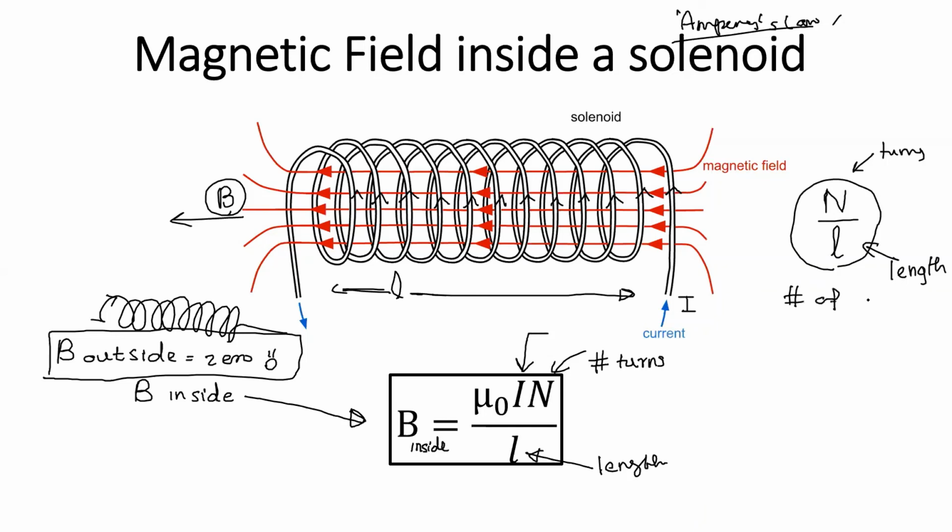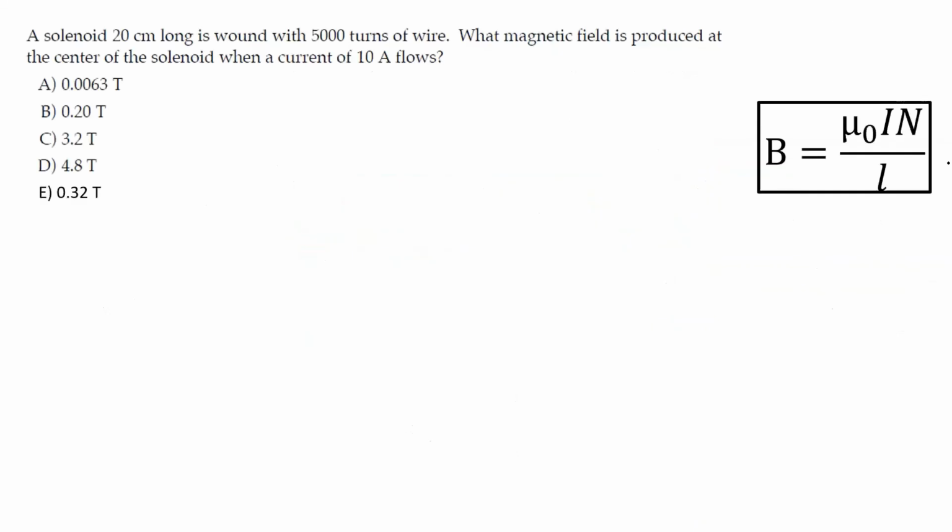It's the number of turns per unit length. Why am I talking about this separately? Because sometimes in problems, instead of giving N and L separately, they directly give you the number of turns per unit length, so they directly give you N over L. So this is very easy. Here I have a question, just a substitution. Let's try to do it.